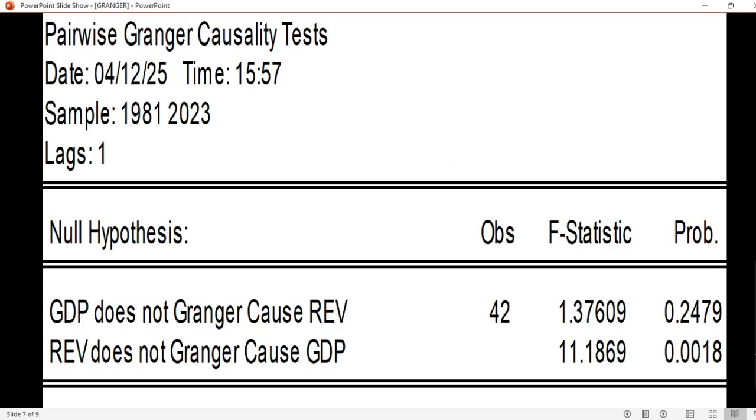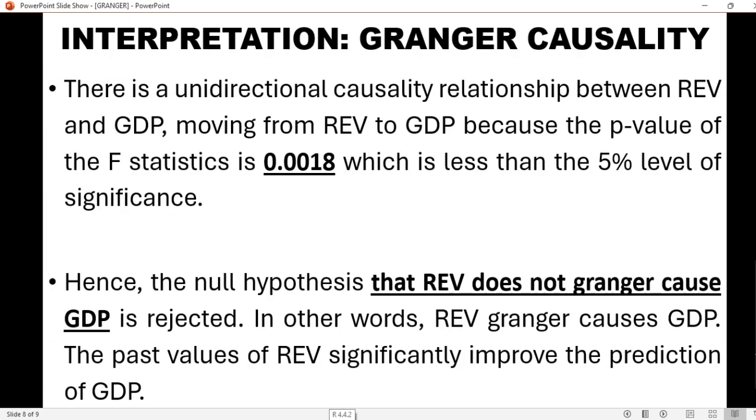Yes, so this is the result. So what does this imply? This implies that there is a unidirectional causality relationship between government revenue and GDP, moving from revenue to GDP, because the p-value of the F statistic is 0.0018, which is less than the 5% level of significance. Hence, the null hypothesis that government revenue does not Granger cause GDP is rejected. In other words, government revenue Granger causes GDP. Hence, we say the past values of government revenue significantly improve the prediction of GDP.